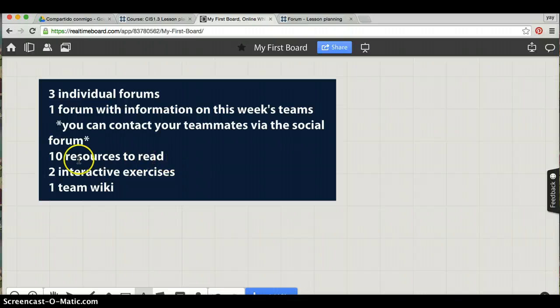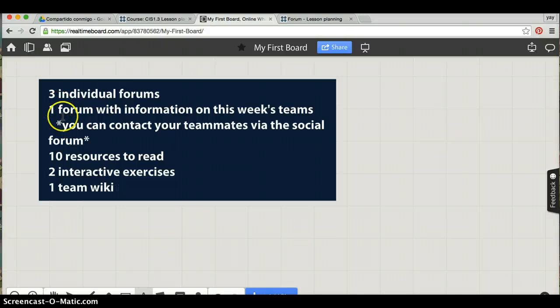So we have 10 resources to read, documents and websites, 2 interactive exercises to solve, and 1 team wiki. That's why you are divided in groups this week. The team wiki is something really simple. All you have to do is come up with a list of tips for planning a lesson, things to consider before planning a lesson. All right.